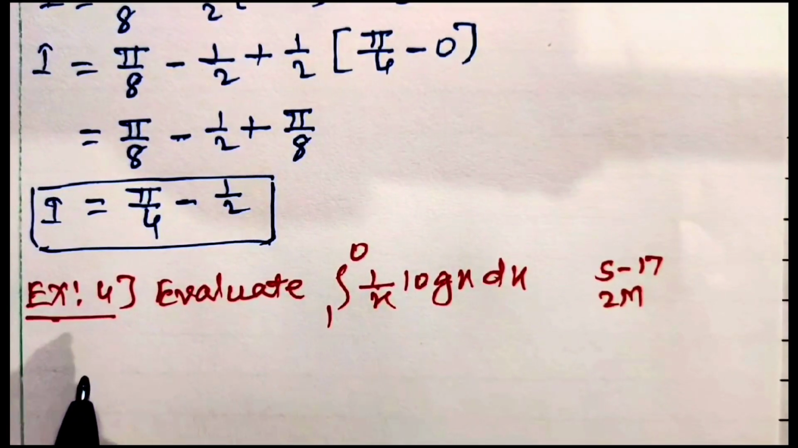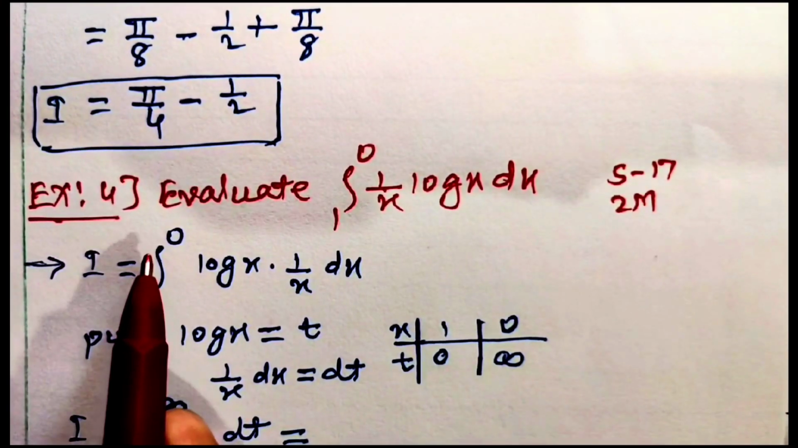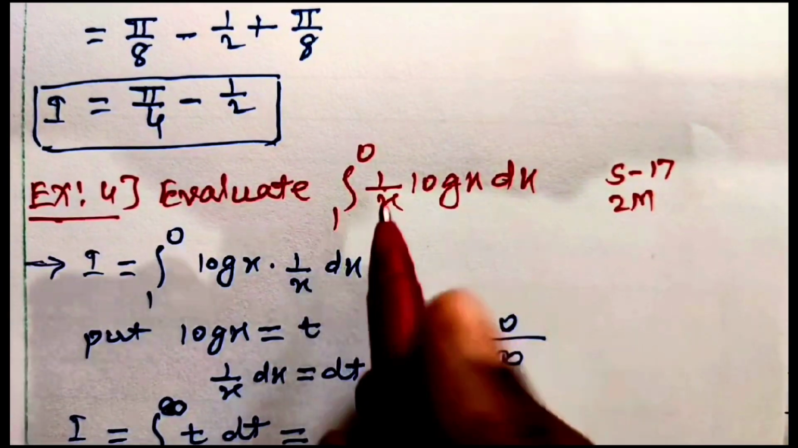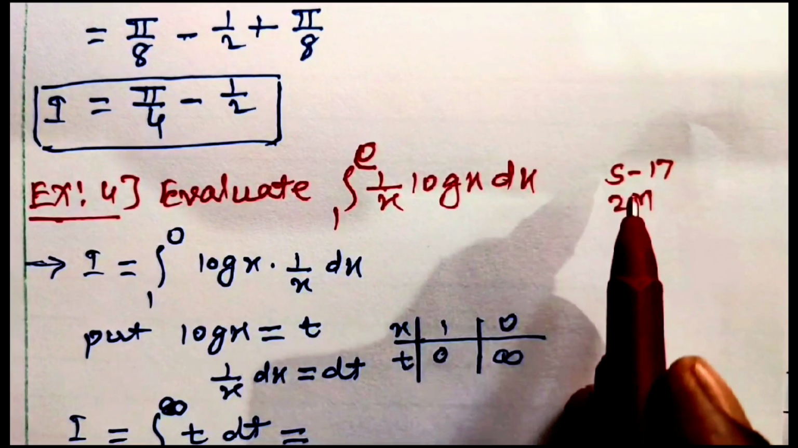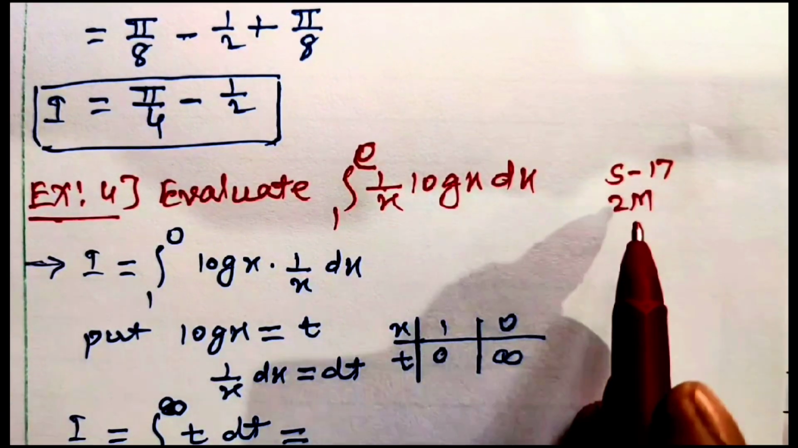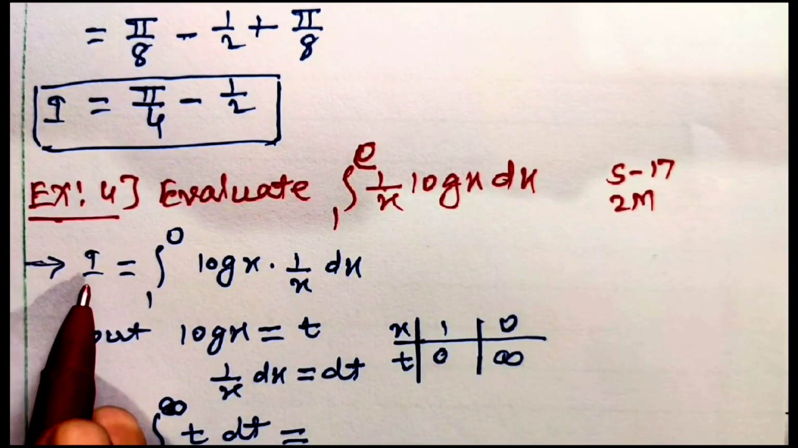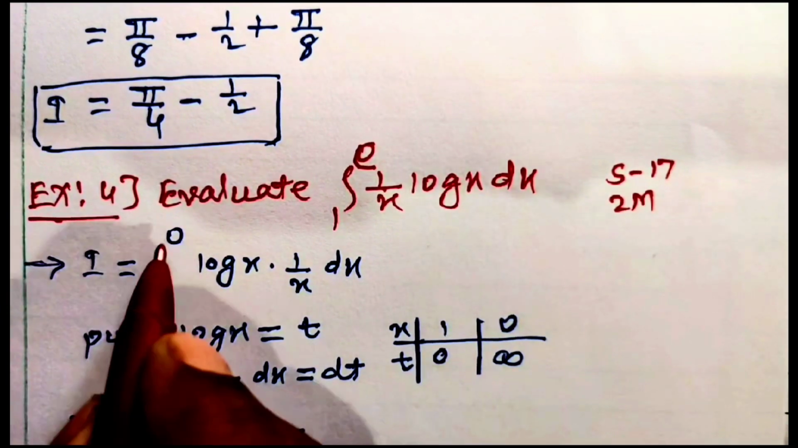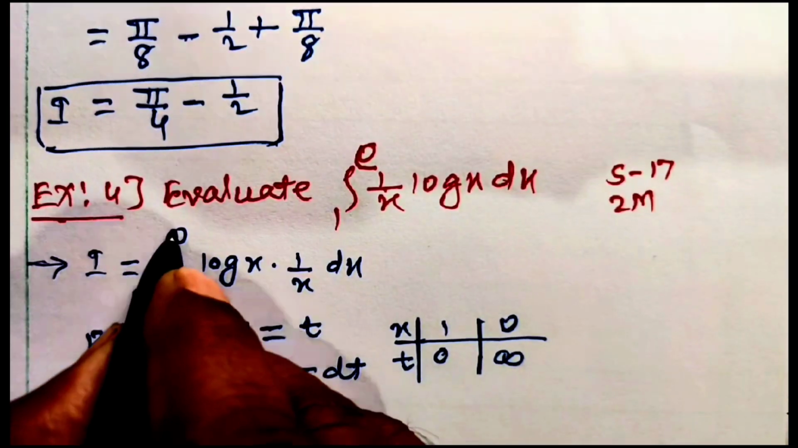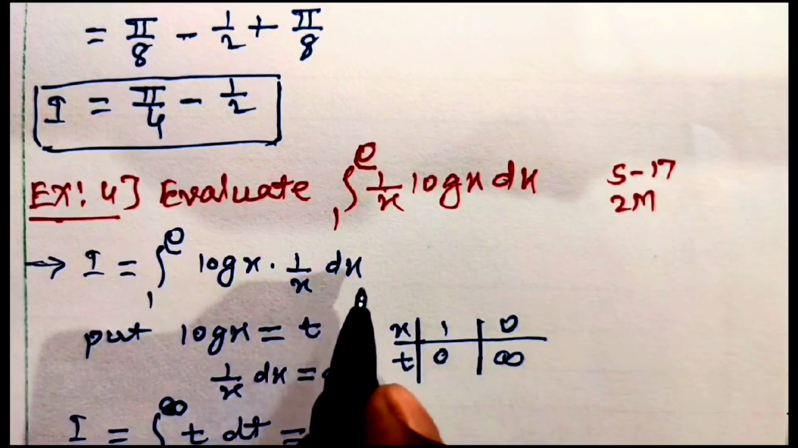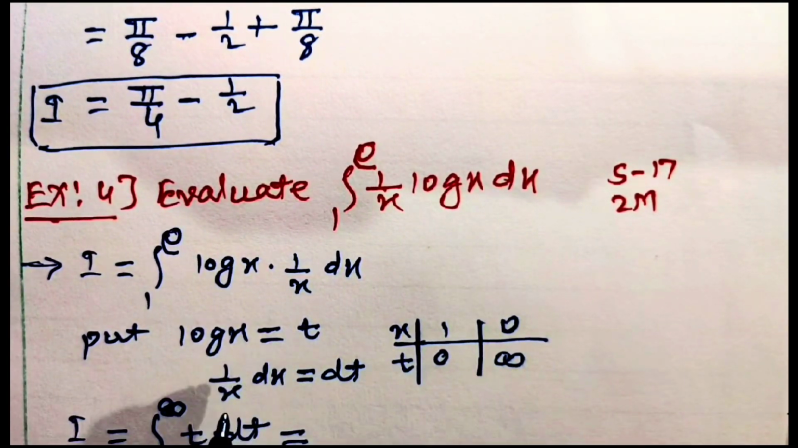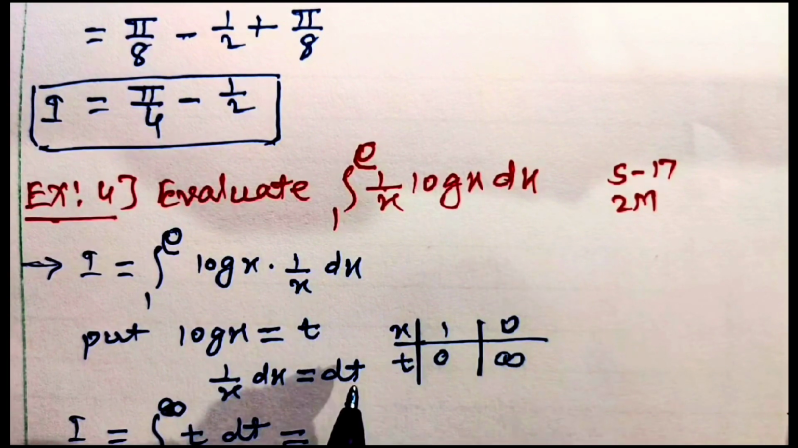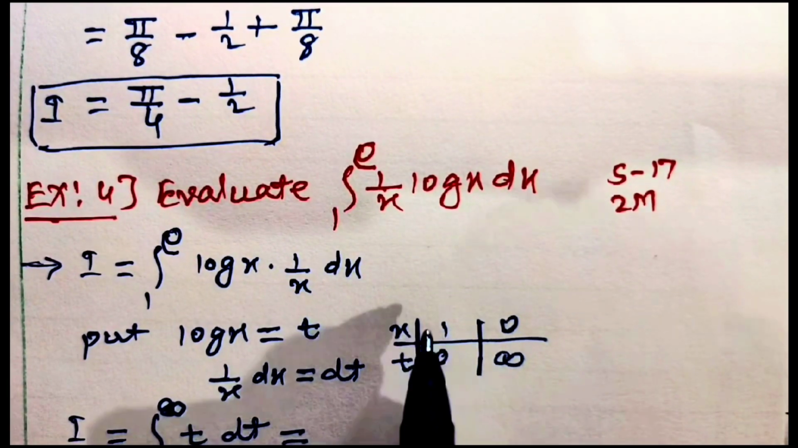Let us evaluate sum number 4. Example number 4 is: evaluate integral from 1 to e of 1 upon x log x with respect to x. This sum appeared in summer 2017 for 2 marks. So we have to assume I is equal to integral from 1 to e of log x into 1 upon x dx. Use the substitution method. Put log x is equal to t. Hence 1 upon x dx is equal to dt. x changes from 1 to e.